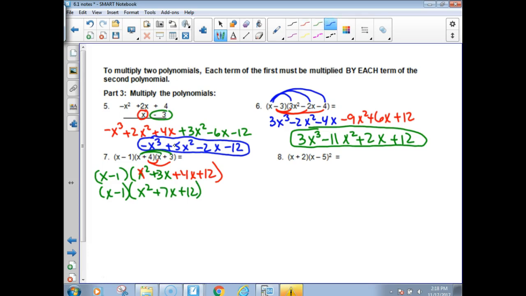Okay, now I'm going to go ahead and do a double distribution of multiplying through by x over the 3 terms in the second parentheses. That gives me x cubed plus 7x squared plus 12x. Next, I'm going to multiply through by negative 1 to every term, which would be minus x squared minus 7x minus 12.